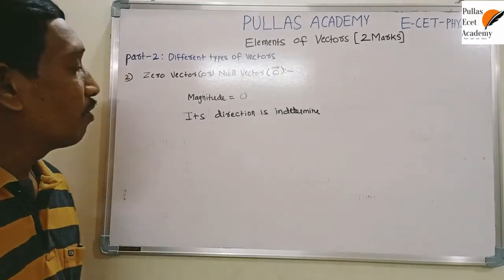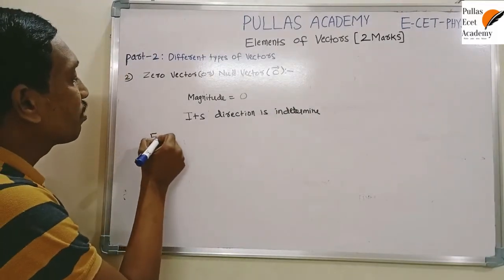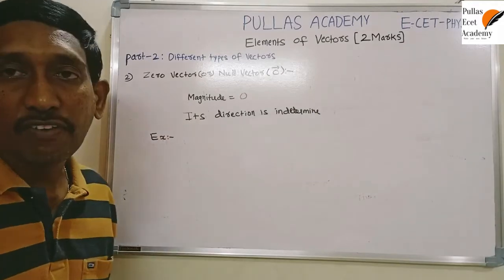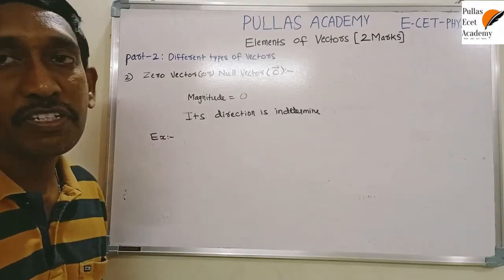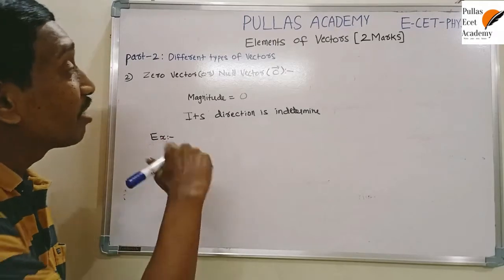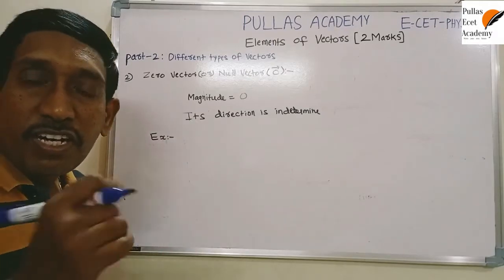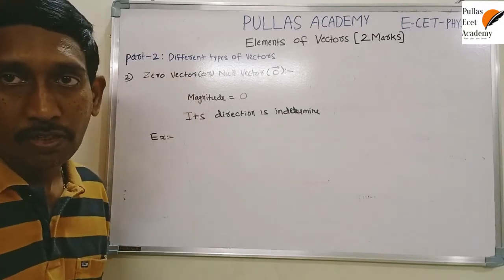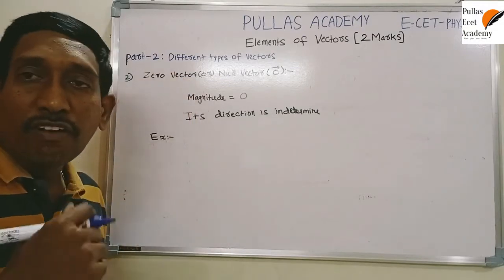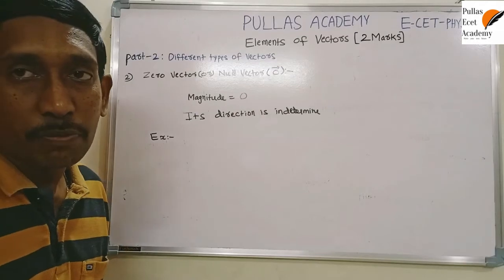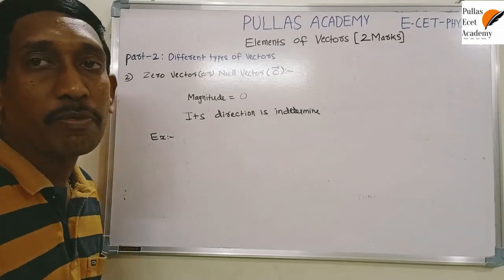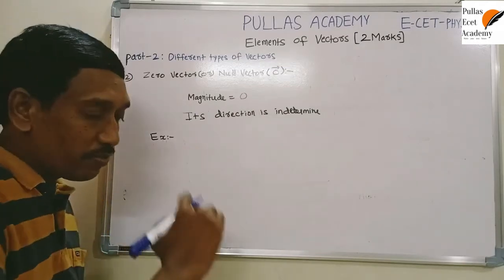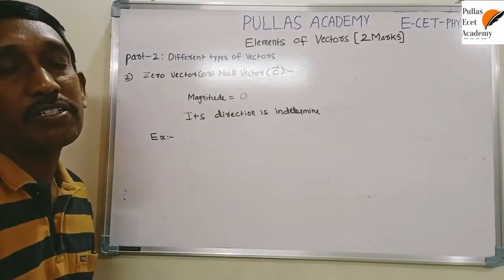Clear? So one more point, what is an example of a zero vector? For example, if you consider a freely falling body, in its initial position the velocity is 0. That means that is a zero vector. The initial velocity of a freely falling body is a zero vector. Also, the final velocity of an upwards projected body when it reaches the maximum height is a zero vector, because when it reaches the maximum height its velocity becomes 0.